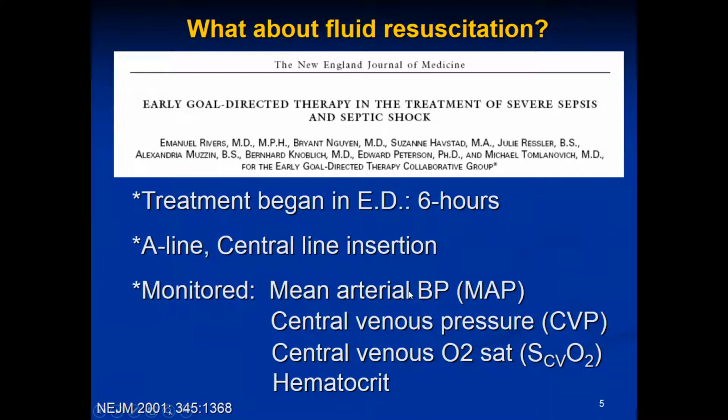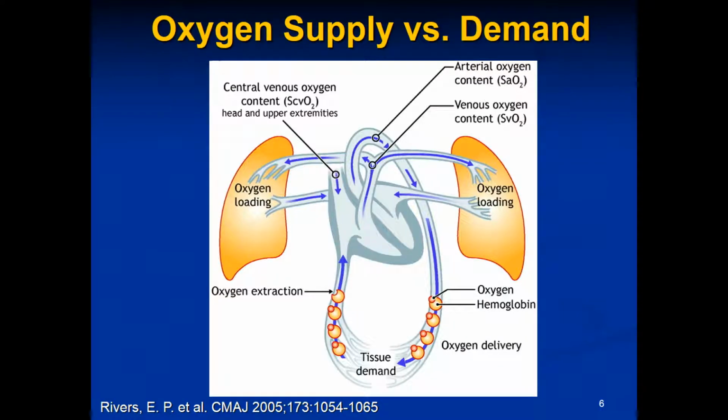They were monitored in terms of their mean arterial pressure, the central venous pressure, which I'll talk about more on a subsequent slide, their central venous oxygen saturation, which I also talk about, which was derived off a central venous pressure monitoring system, and their hematocrit. And again, I want to go through the details of the study because I think it really altered the way many of us think about resuscitative strategies in sepsis, and largely informs how we're thinking about resuscitative strategies moving forward.